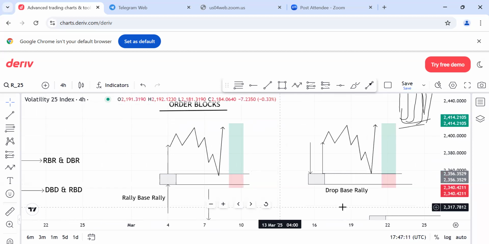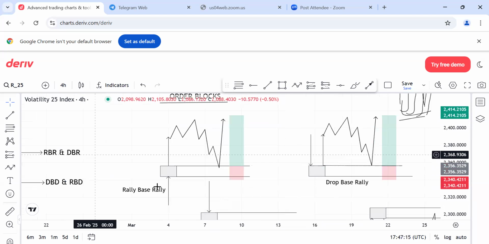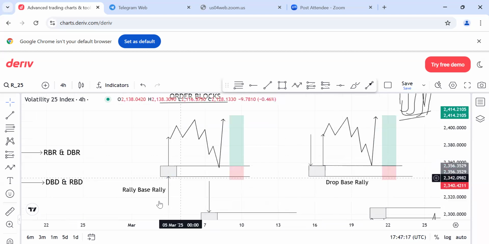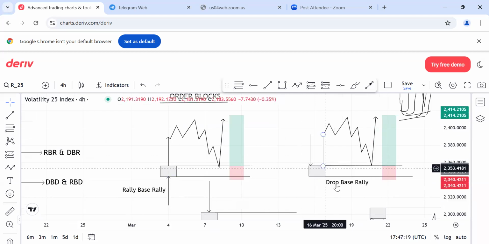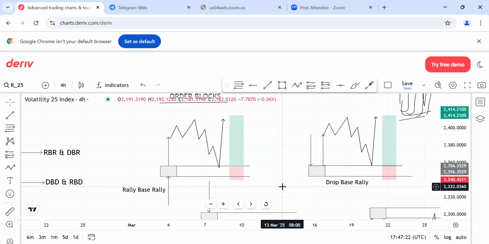Yeah, so this is the drop base rally, which we've explained. So these are the two bullish order block patterns we've got: the rally base rally, as the sketch shows, and the drop base rally. Yeah, remember, you have to work with a bullish structure on spotting these formations.